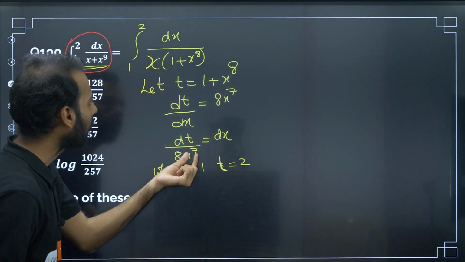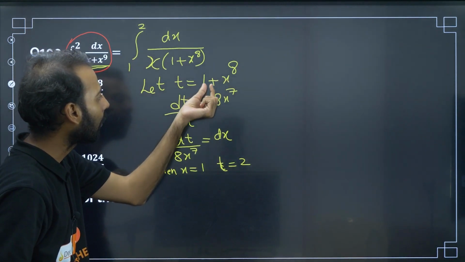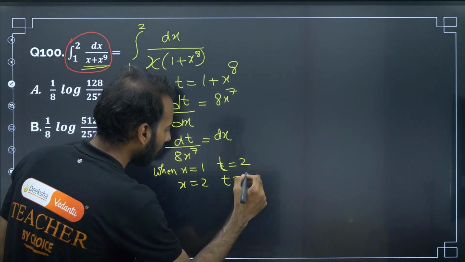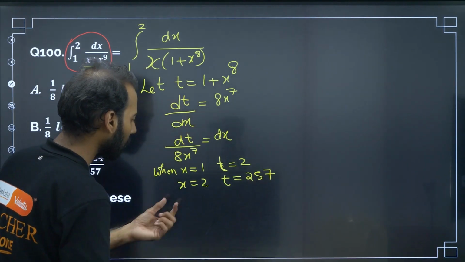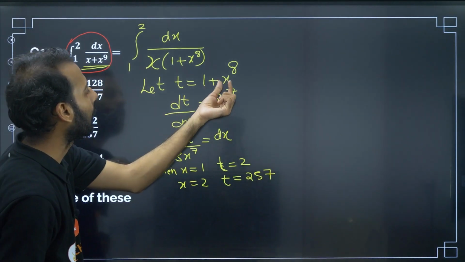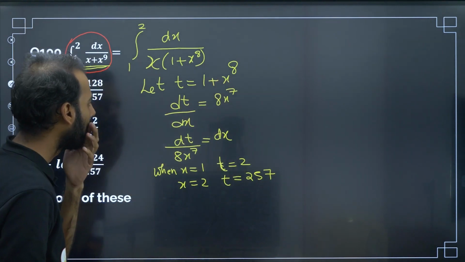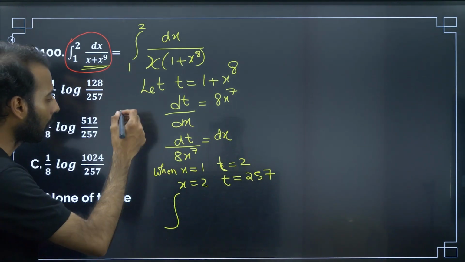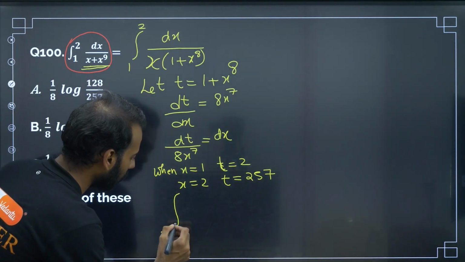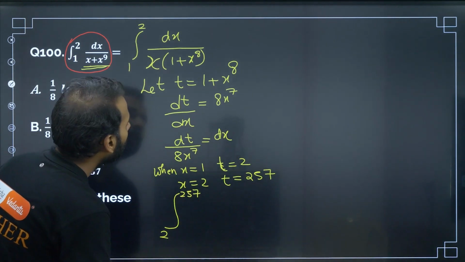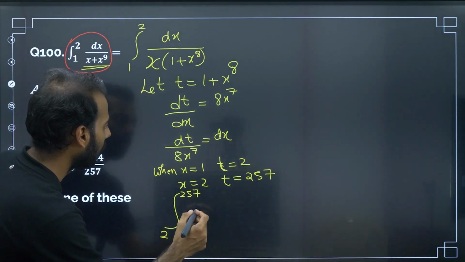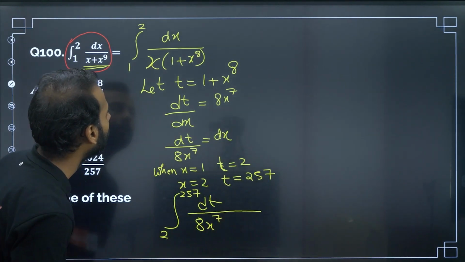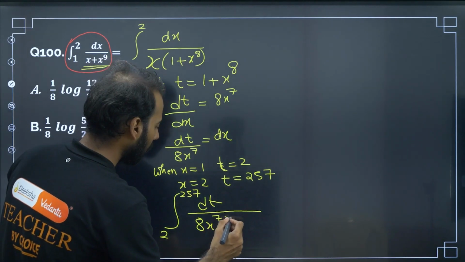When x is 1, if I place 1 here, t will be 1 plus 1 to the power 8, which is 2. Next, when x is 2, t will be equal to 257. How? I take x as 2 and place it here, 1 plus 256 is 257. Now this integration gets transformed to 2 to 257. In place of dx, I will write dt by 8x to the power 7, and x is already there.